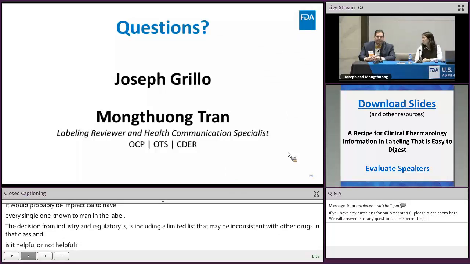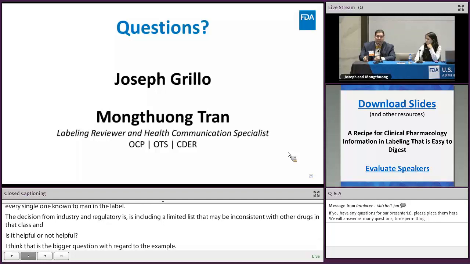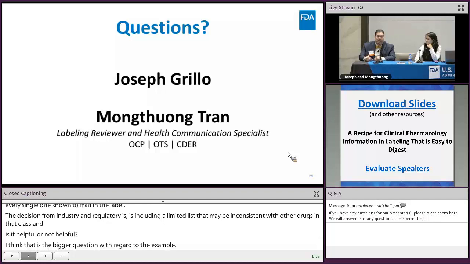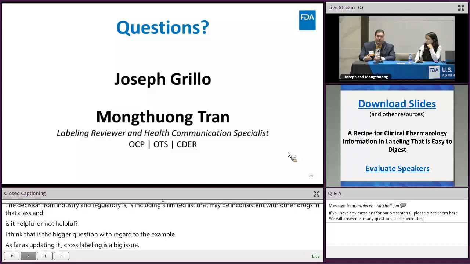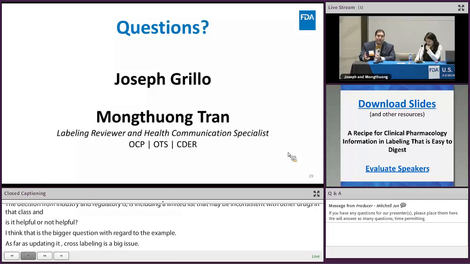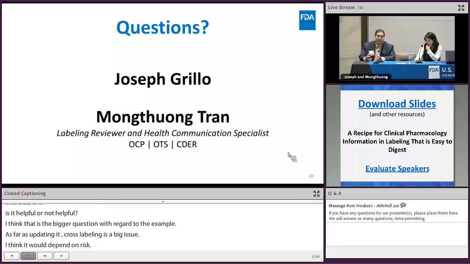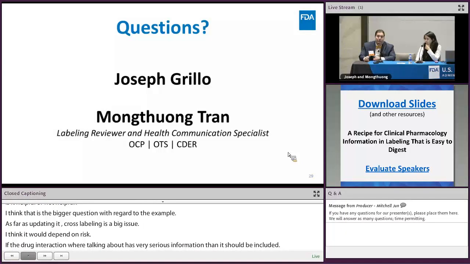As far as updating it, obviously cross-labeling is a big issue. I think it would depend on risk. If the drug interaction that we're talking about with this new drug has some very serious implications, then should it be included in the example list? I would think maybe, probably, but again, that would ultimately be a review decision with the division.